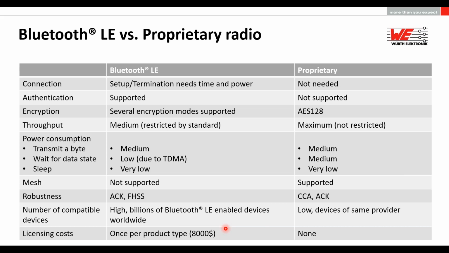So if you have a product series using the same radio module, for example, you pay the fees once. And like I said, getting the product SIG listed is really some paperwork without any other extra testing effort and so on.